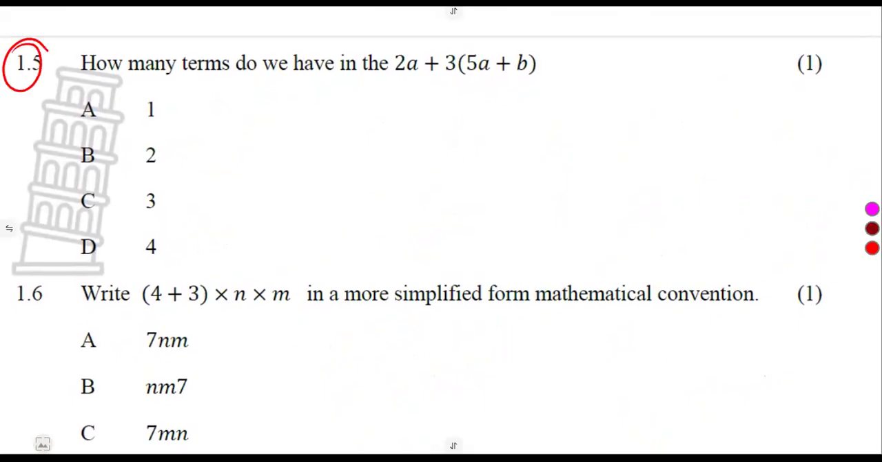All right, on 1.5, we are given how many terms do we have in the expression, this one that we are given. So this is our first term. Take note, this is a bracket, guys. So it makes this to be a single term because of a bracket.